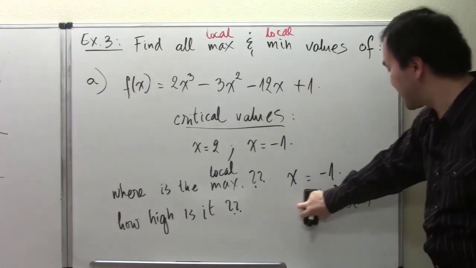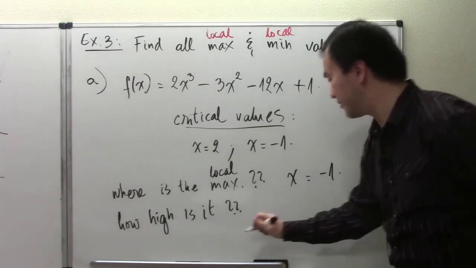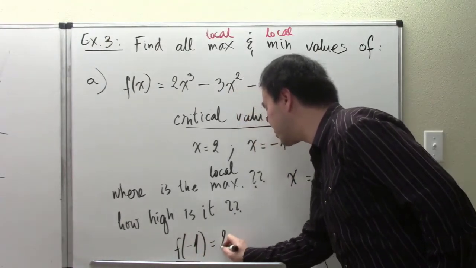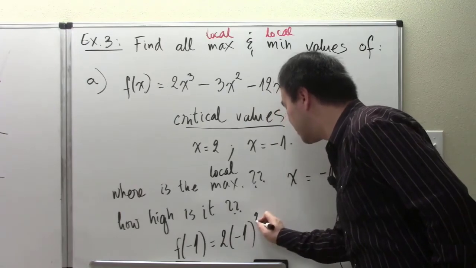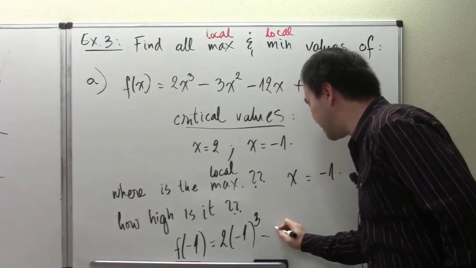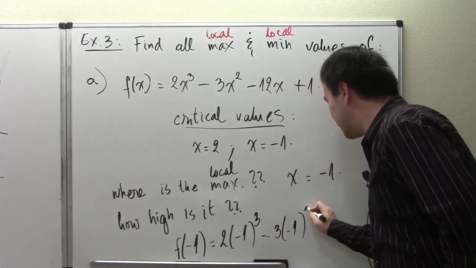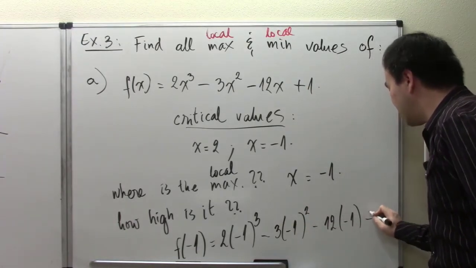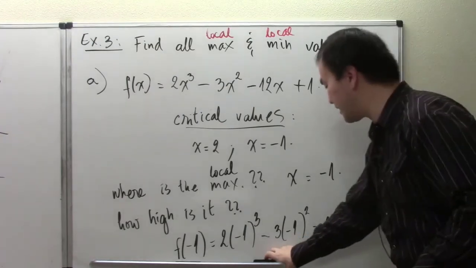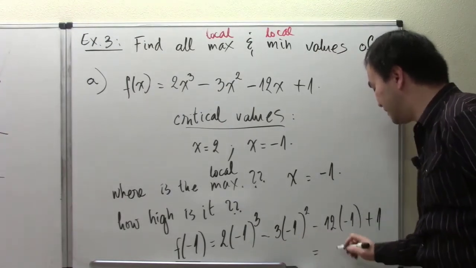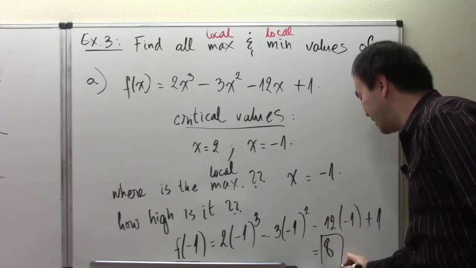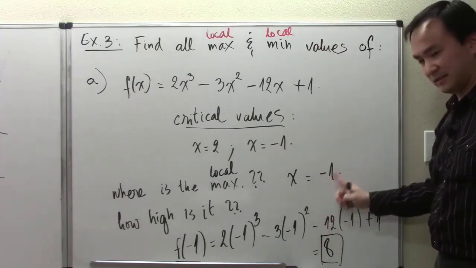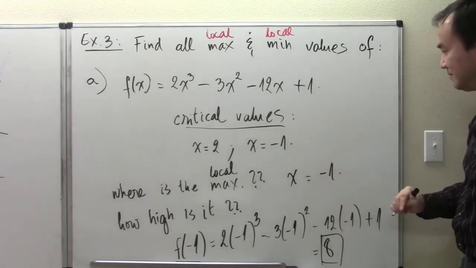I'm a little short of space, so allow me to write on a lower line right here so I can have more space. So f at -1, that is 2 times (-1) cube minus 3 times (-1) square minus 12 times -1 plus 1. Okay, and then after all that calculation, my answer came out to 8. So this is how high our function reached at x equals -1.